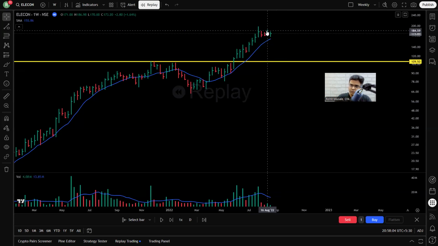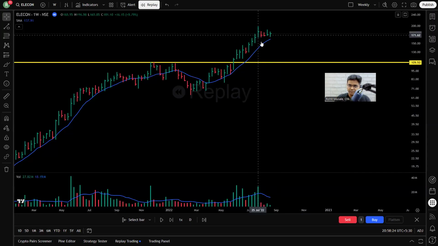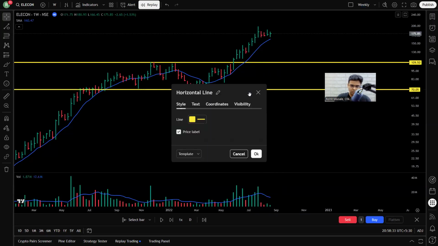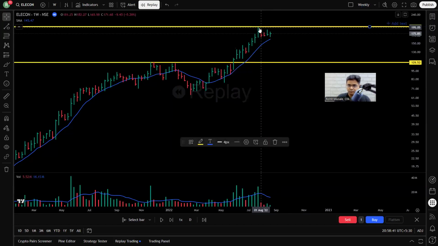So which means base 2 is not safe to buy now. Just because it is base number 2 doesn't mean that it's an early stage base. Okay, base 2 might take some time, or it should take some time. It should take multiple weeks for the stock to start climbing again. Okay, so now let's see whether this base succeeds or not. So what's the high of this bar? It is 196.98. Let me draw a line there. 196.98. Okay, now let's see whether this base succeeds or fails.